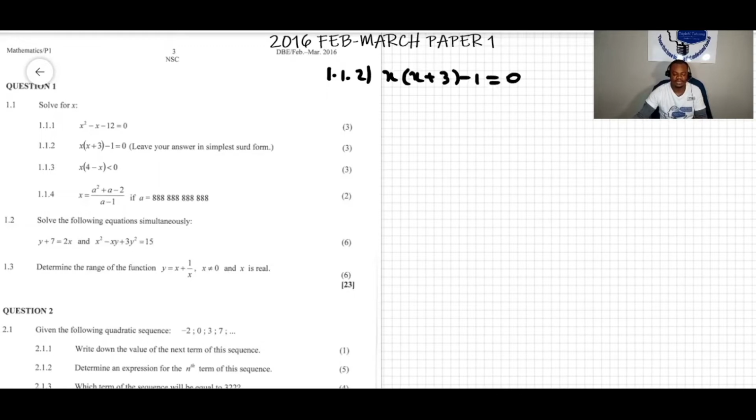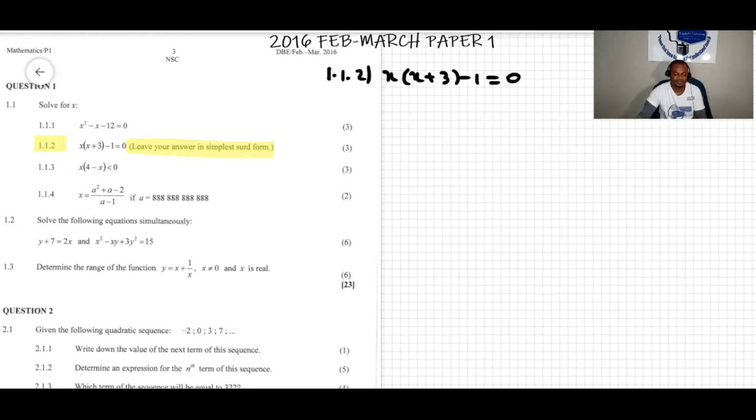Now it is said to leave your answer in the simplest surd form. Let me tell you, whenever you see a statement like leave your answer in the surd form or correct to certain decimal places, understand that you cannot factorize here, but you can solve the problem by using the quadratic formula or by completing the square.